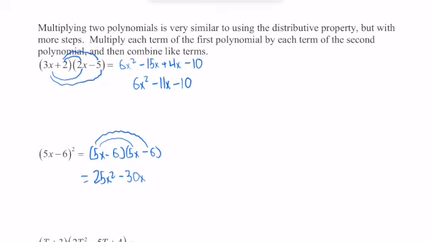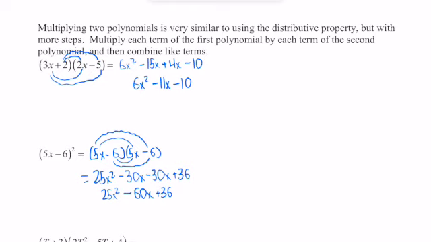Next, we distribute the minus 6 to the second parentheses. Negative 6 times 5x, we have minus 30x. Negative 6 times minus 6, we have plus 36. And now we have two like terms to combine. We end up with 25x squared minus 60x plus 36.